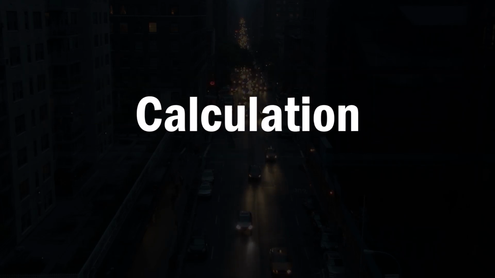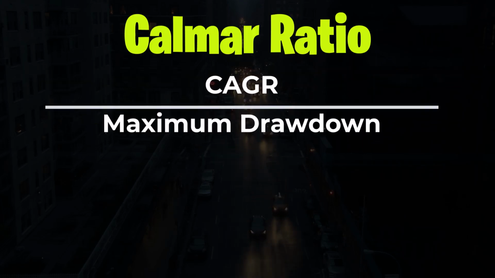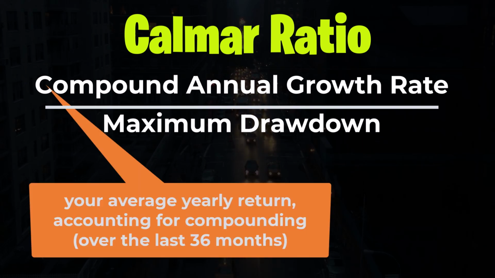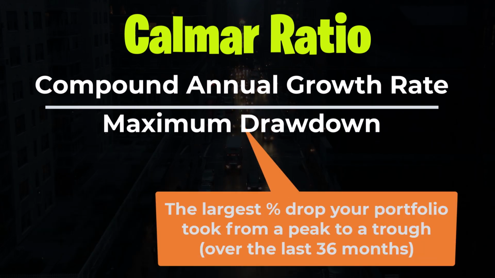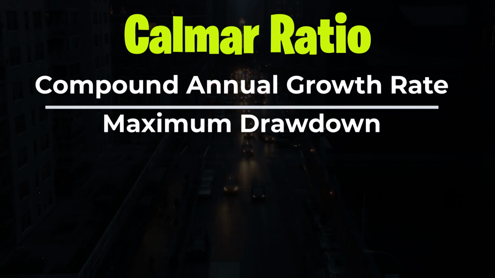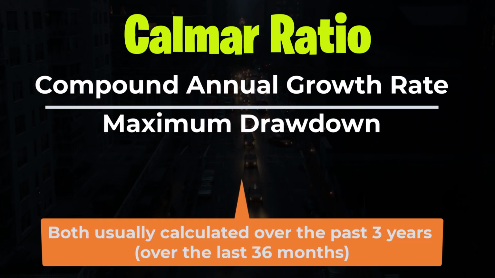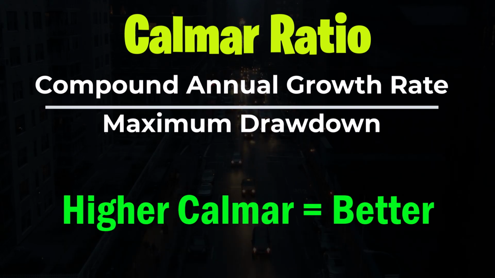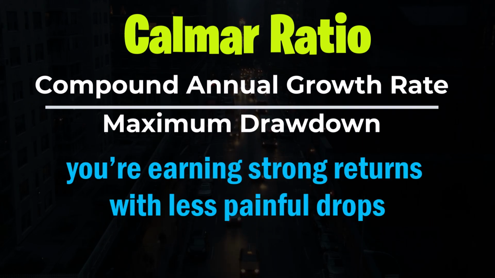The Calmar ratio is beautifully simple. It's the CAGR divided by the maximum drawdown. Let's break that down. The CAGR is the compound annual growth rate, your average yearly return accounting for compounding. And the maximum drawdown is the largest percentage drop in your portfolio from peak to trough. It's usually calculated over the past 3 years, but of course you can adapt it based on your time frame. The higher the Calmar ratio, the better, because it means that you are earning strong returns with less painful drops.